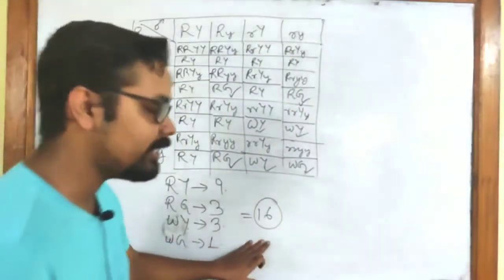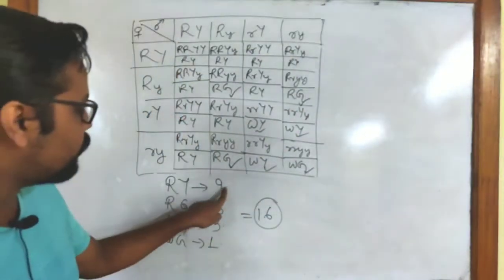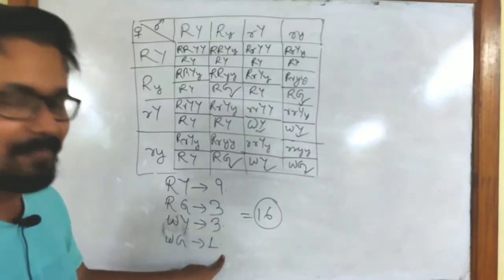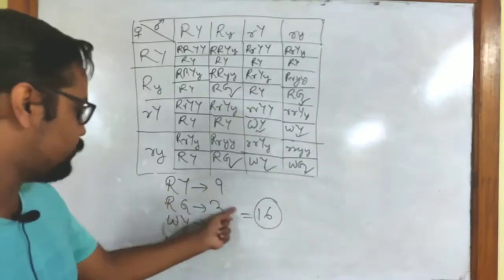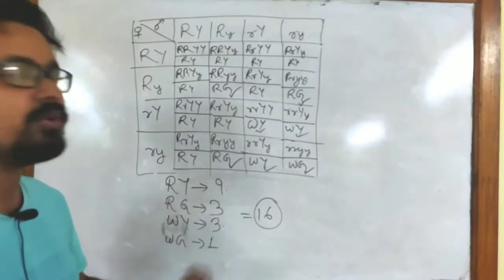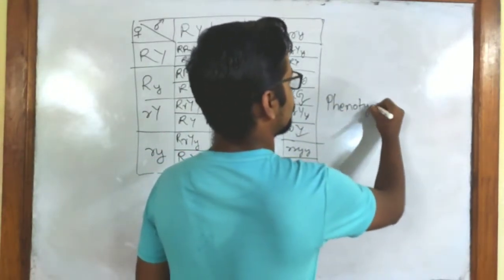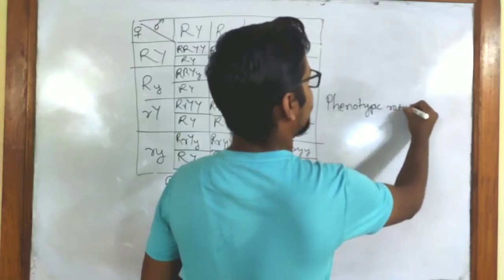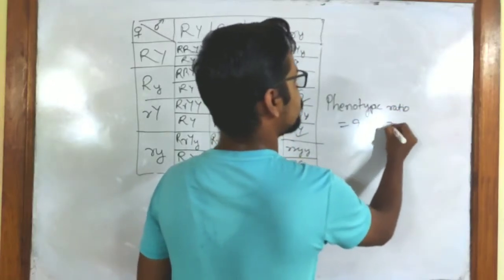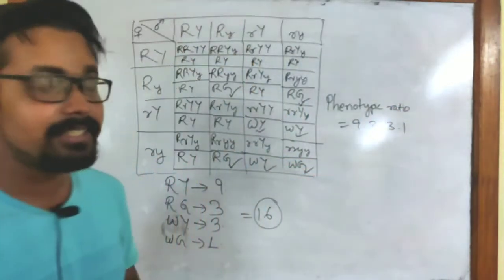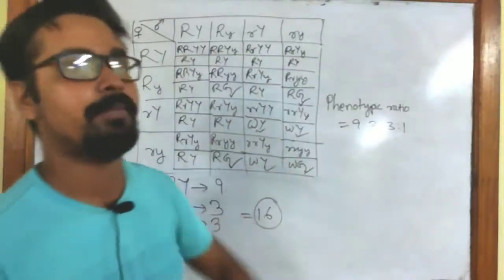So out of the 16, the phenotypic ratio will be 9:3:3:1. Round yellow 9, round green 3, wrinkled yellow 3 and wrinkled green 1. So what is the phenotypic ratio? The phenotypic ratio is 9:3:3:1. This is the phenotypic ratio that we obtain from the dihybrid cross.